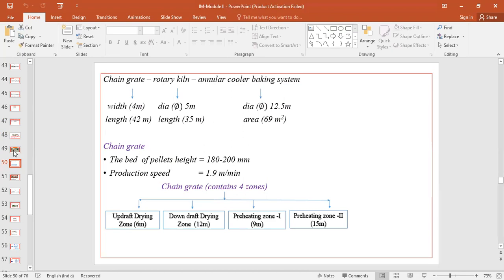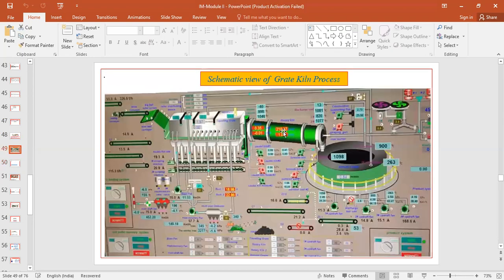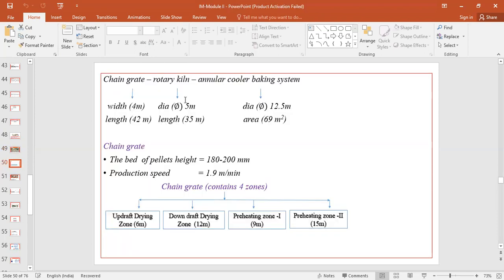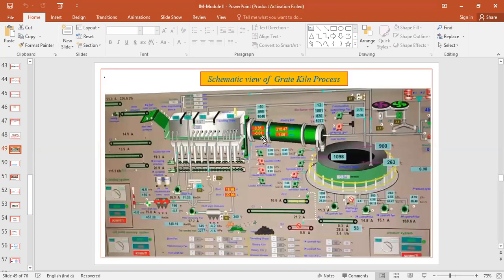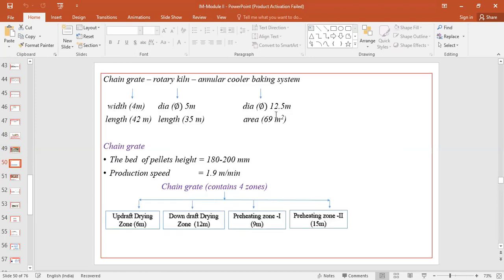And similarly, the dimensions of the kiln: you see the diameter and the length of the kiln. The diameter is roughly around 5 meters and the length is approximately 35 meters. And also we have, as I showed you, the annular cooling zone. This also has a diameter of approximately 12.5 meters and the cooling area is approximately 69 square meters.